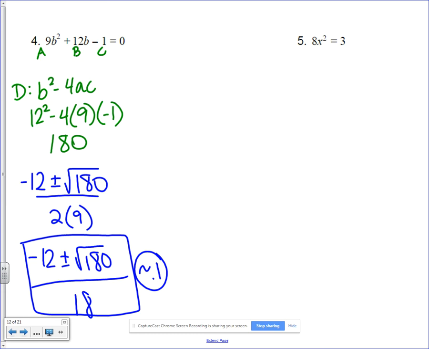Peyton, you're looking at me funny. Are we doing all right? Ray, you doing all right? What did you guys get when you did negative 12 minus the square root of 180? Negative 25.4 divided by that 18.